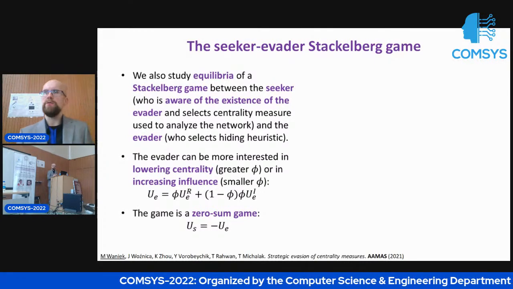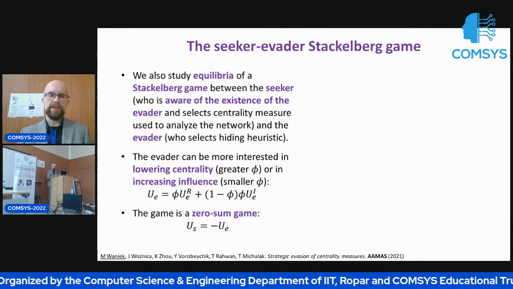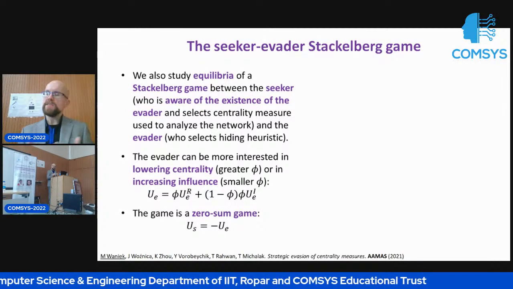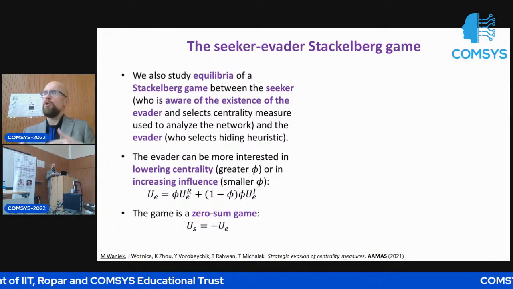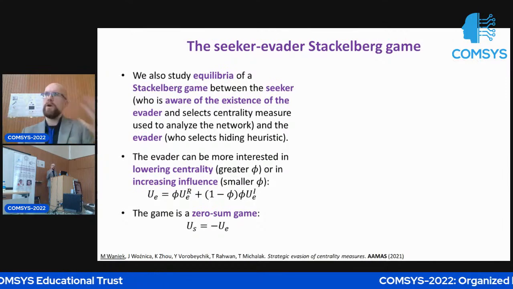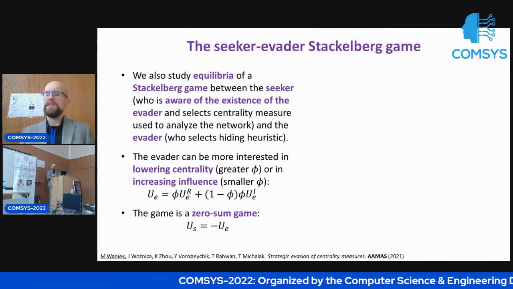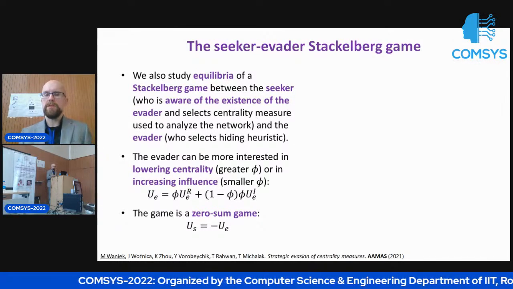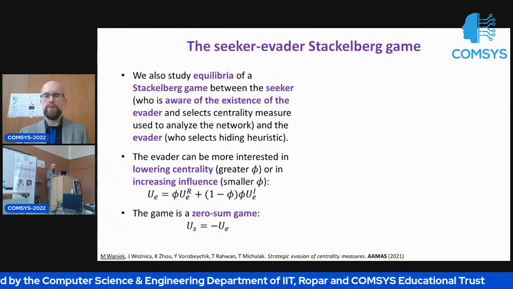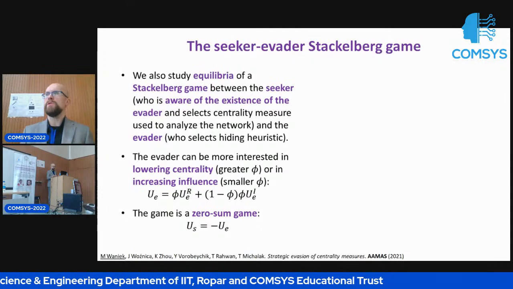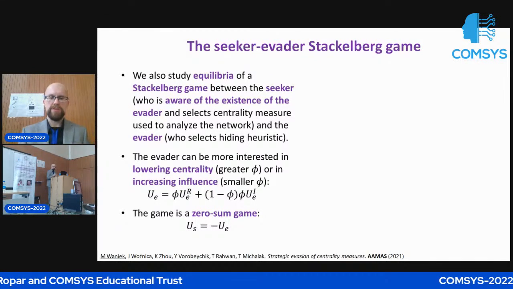The next way in which we try to expand this work is the Stackelberg game. So far we assumed that while the evader knows about the existence of the seeker and tries to hide from them, the seeker doesn't really know that the evader exists, right? The seeker just uses centrality measures and accepts the results as they are. Now, what we're trying to do is model a game between the seeker and the evader, in which they both know about each other's existence. And we'll try to model it as a Stackelberg game.